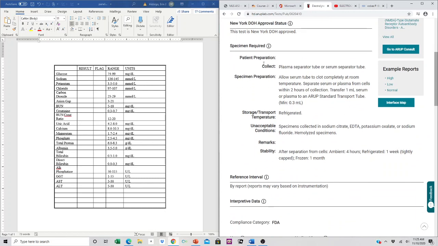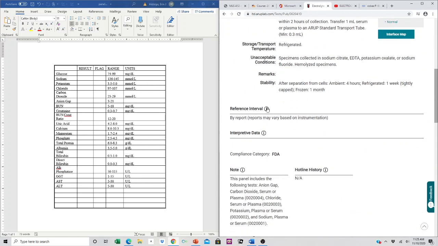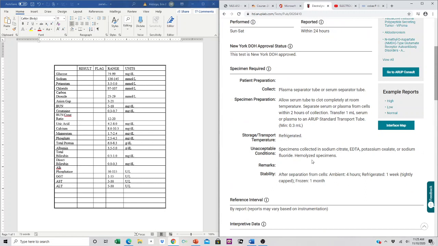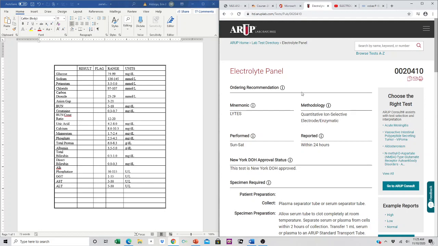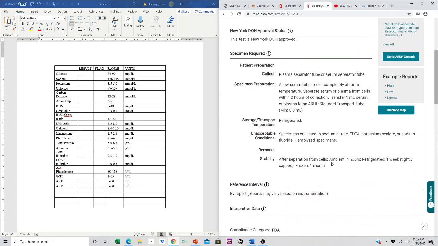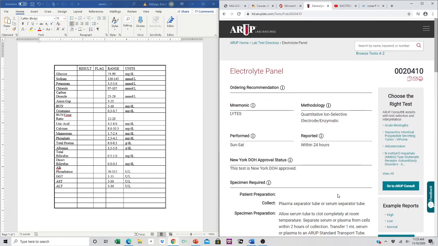You can see specimens, what's acceptable, what's not, and storage. So it's a really nice website. If there are tests that are involved in some of our notes that you're studying for, this is a good resource for you for this class, and then also in the future as a worker.